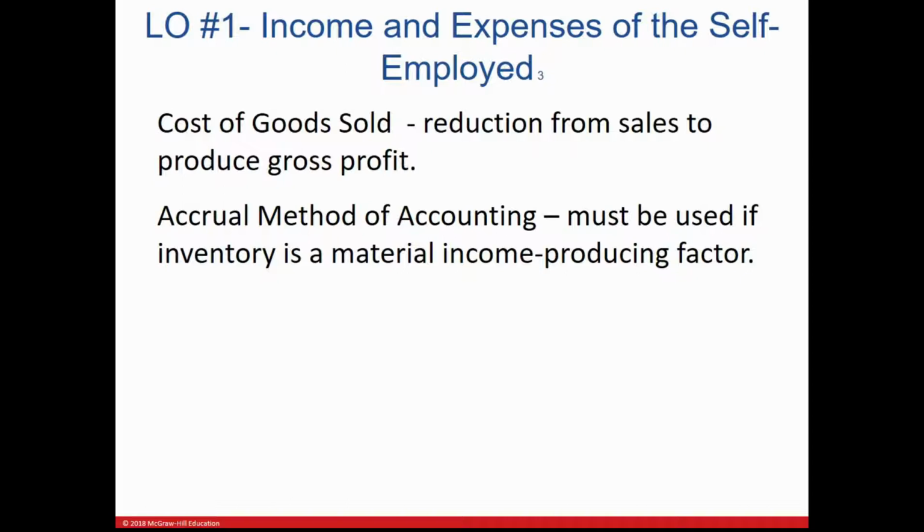As we learned in financial accounting, the cost of goods sold is a reduction from sales to produce the first calculated line item on an income statement, which is gross profit. Also, if a company deals with inventory and it's a materially significant part of their income, then the entity, the business, must use the accrual method of accounting.